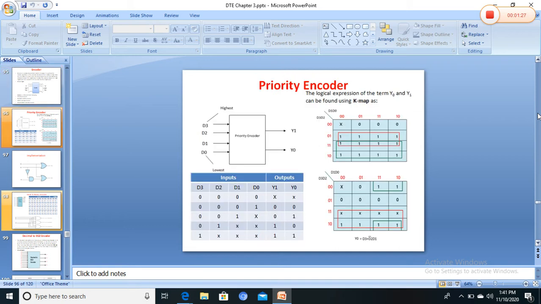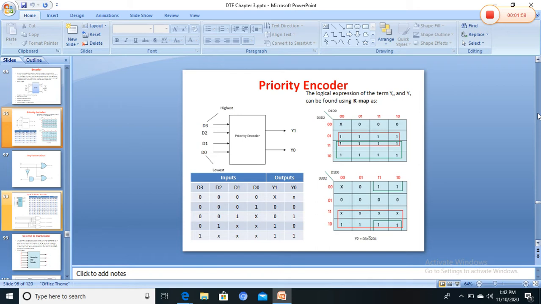This is the first, the priority encoder. In this priority encoder, D0, D1, D2, D3 are the inputs and Y0 and Y1 are the outputs. D0 has the lowest priority and D3 has the highest priority. Priorities are given to the input lines. If two or more input lines are 1 at the same time, the input line with the highest priority will be considered.